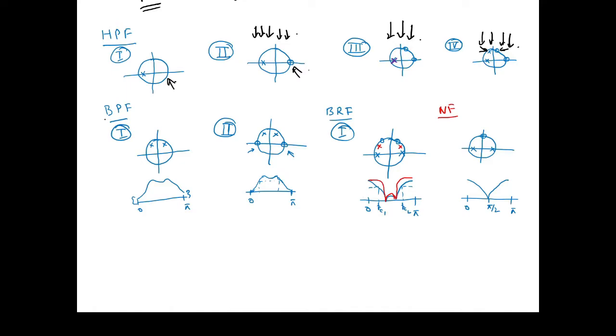Now next is the band pass filter. It will help you in allowing some signals to pass through it. Suppose I am considering this pi by 2 as the cutoff frequency, then placing poles across the pi by 2 can help us in designing it. So here, pi by 2 is the central frequency.